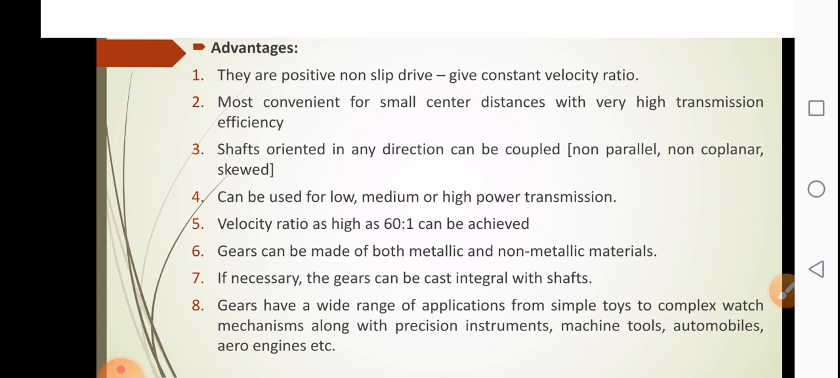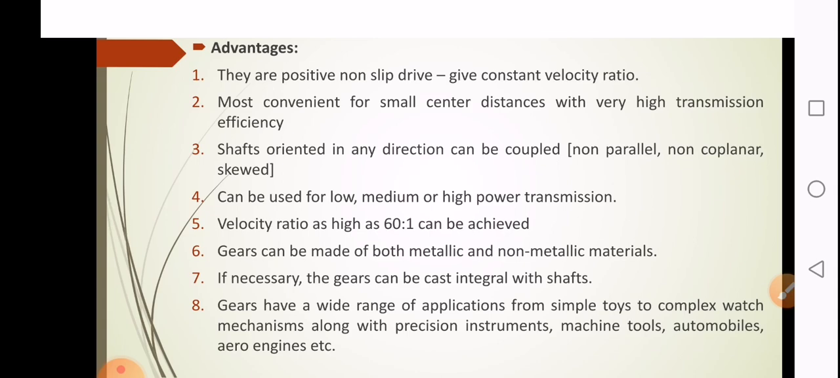And they have a wide range of applications, from simple toys. In many toys, we use keys in order to wind a spring. There is a gear inside. It can be a plastic gear. So from simple toys to complex watch mechanisms. The mechanism inside a watch is actually extremely complex, and the size of the gears, in the sense the thickness of the gears, is also very, very small. The gears are very thin, and they are used in precision instruments, machine tools, automobiles, aero engines, and so on. There you cannot use belt drives at all, especially in precision instruments and watches.